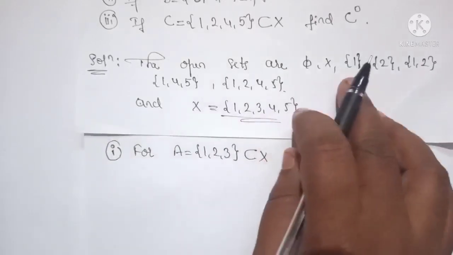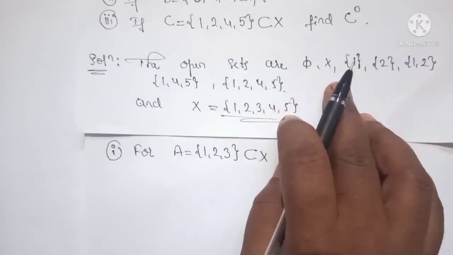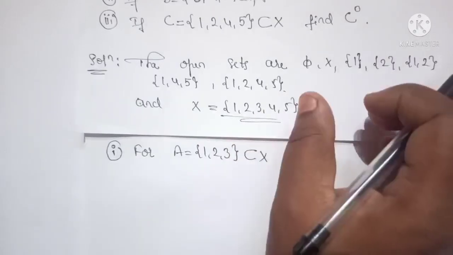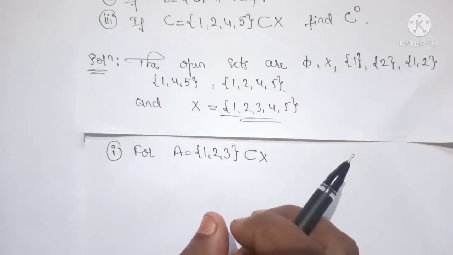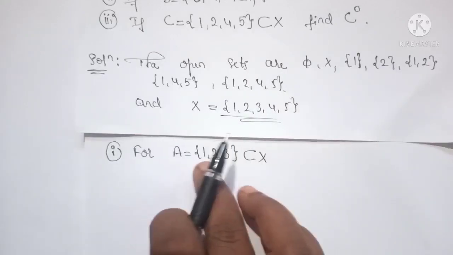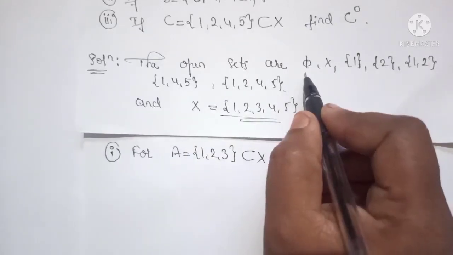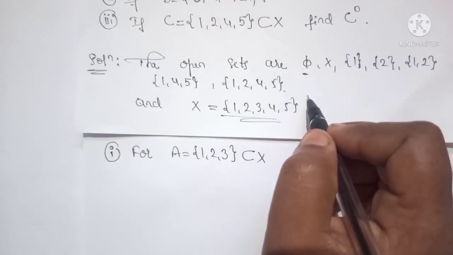Here we have written all the open sets. Now we find whether we can collect all the subsets of this A. You can observe that the empty set is a subset of all the subsets.